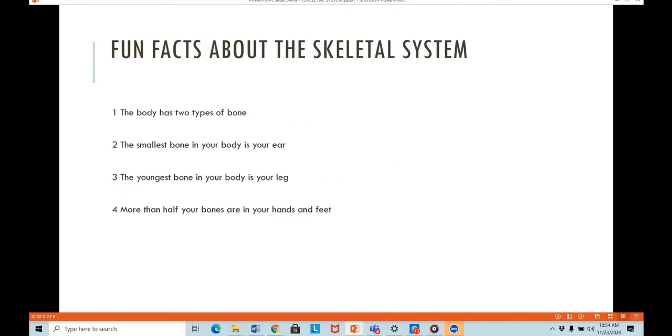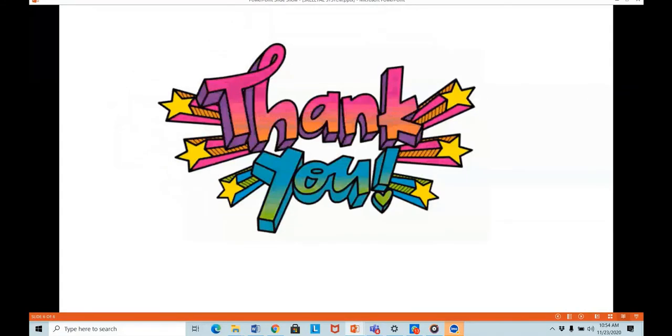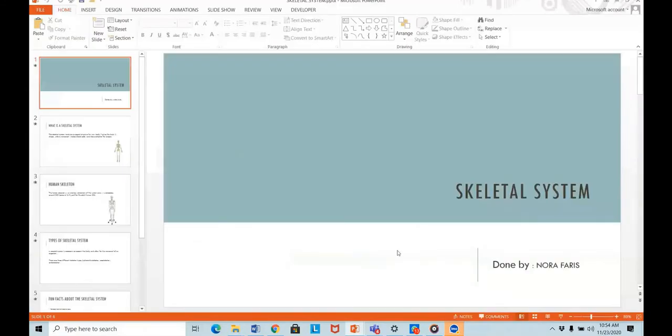Now we're going to talk about fun facts about the skeletal system. Did you know that the smallest bone in your body is in your ear, and the largest bone in your body is your leg? More than half your bones are in your hands and feet, and the biggest joint in your body is your knee. And did you know that bones are designed to take a beating? Thank you for listening to my presentation, and I hope you liked my explanation.